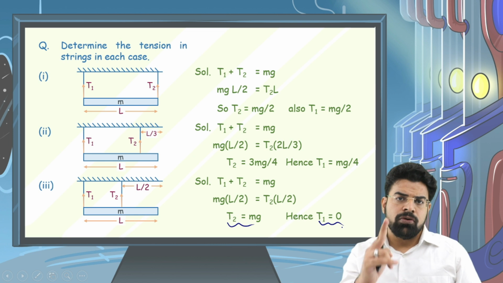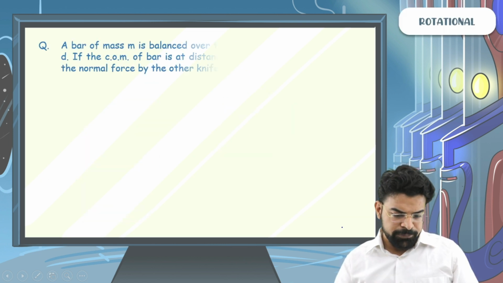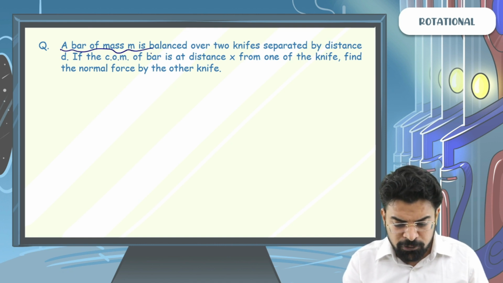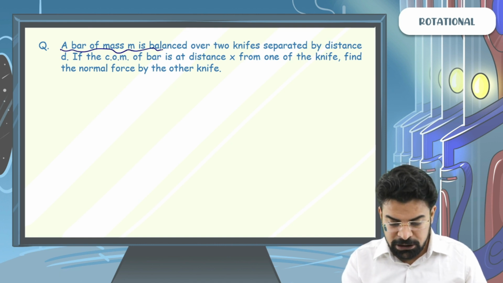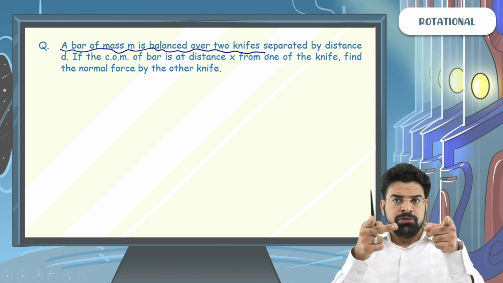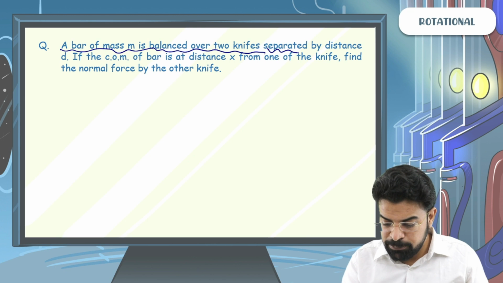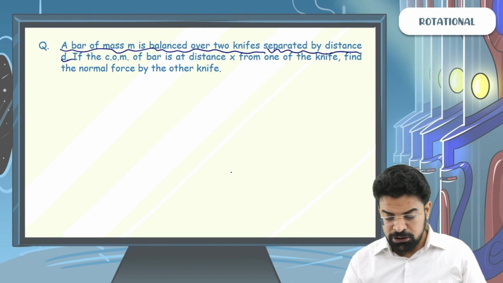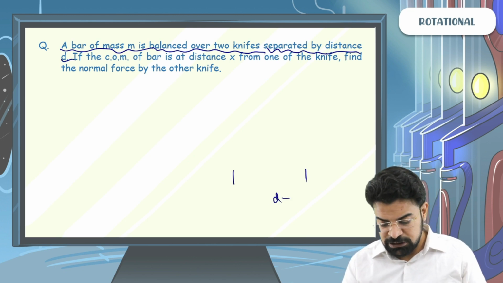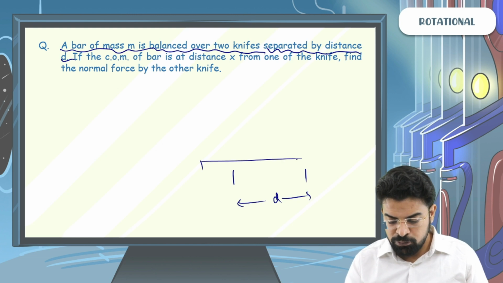Let's do two more questions on mechanical equilibrium before we close this topic. A bar of mass m is balanced over two knives. So you took two knives and balanced a bar of mass m over them, separated by a distance d. The separation between the two knives is d and you have placed a bar over it.